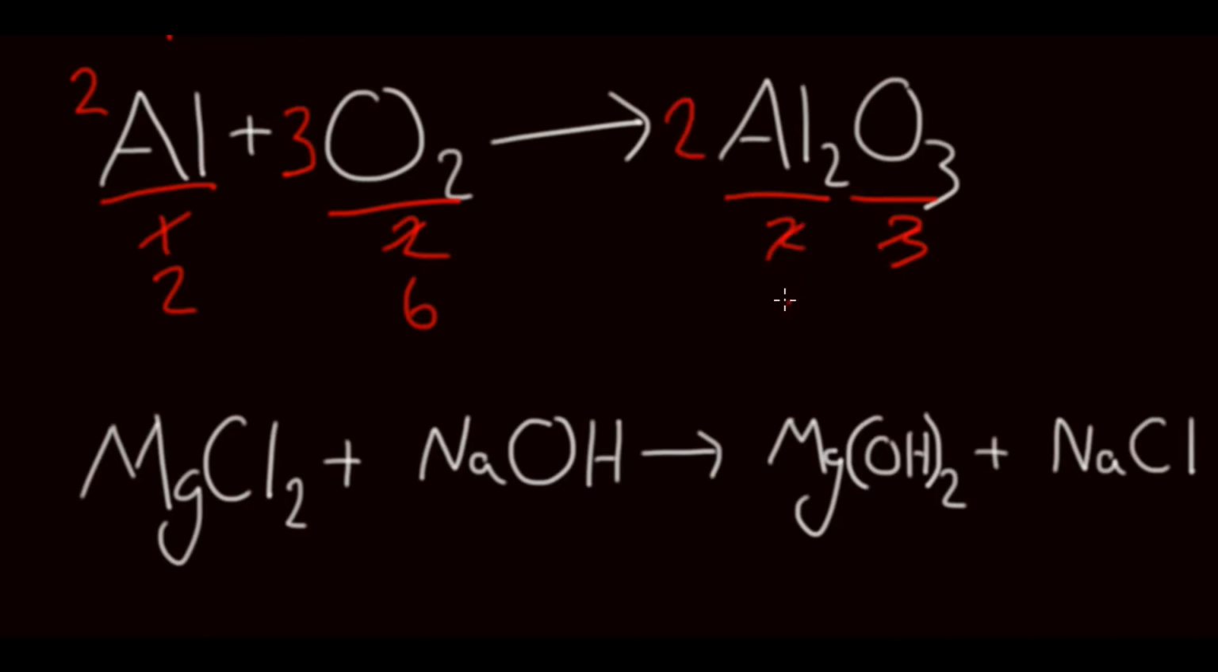3 here, 6 there. 3 times 2 is 6. Cross it out, cross it out. This will be 6, and this is 4. So now these two aren't aligned. Aluminum, they're not balanced. So now to cross this guy out, you gotta multiply it by 4. So aluminum 4, oxygen 6, and oxygen 6. Perfect.